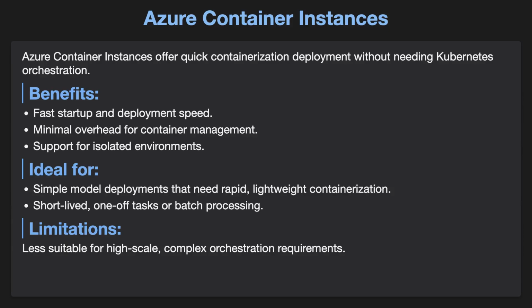Azure Container Instances offer quick containerization deployment without needing Kubernetes orchestration. Benefits: fast startup and deployment speed, minimal overhead for container management, support for isolated environments. Ideal for simple model deployments that need rapid, lightweight containerization, short-lived one-off tasks, or batch processing. Limitations: less suitable for high-scale, complex orchestration requirements.